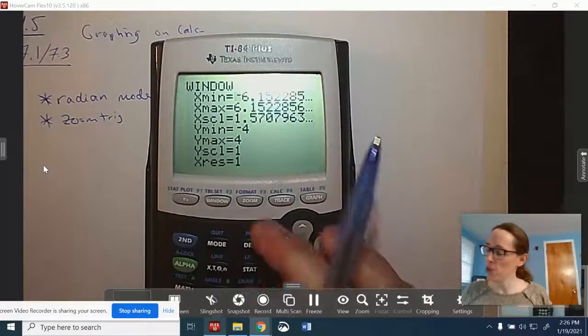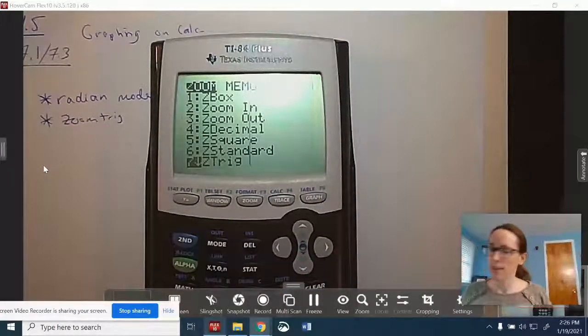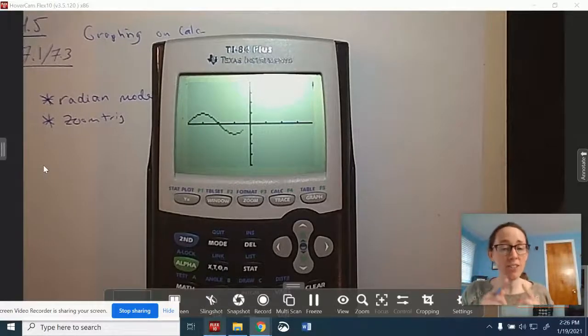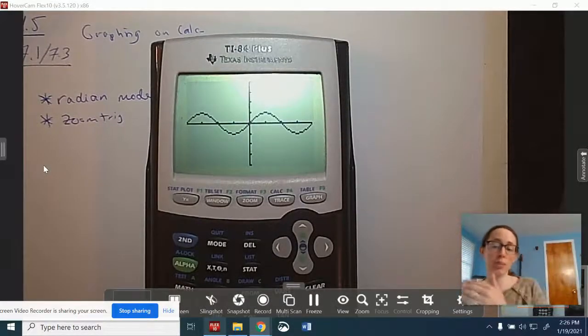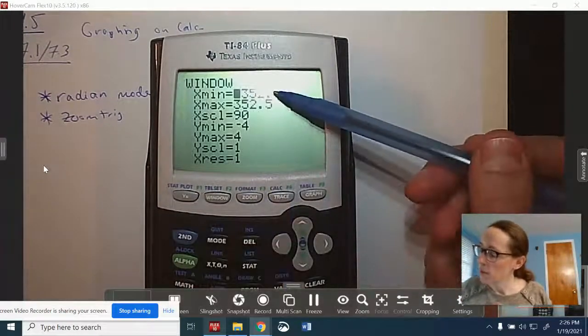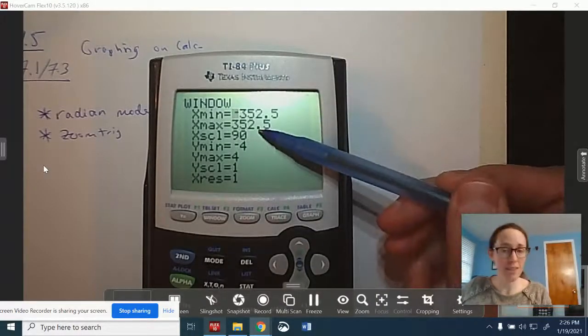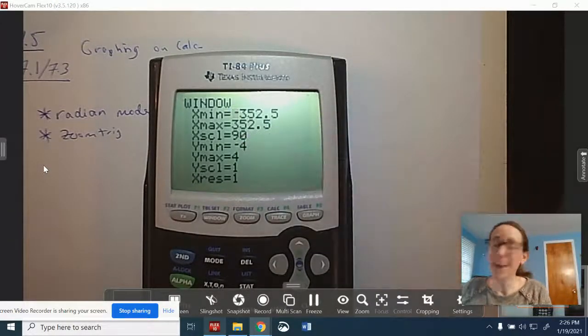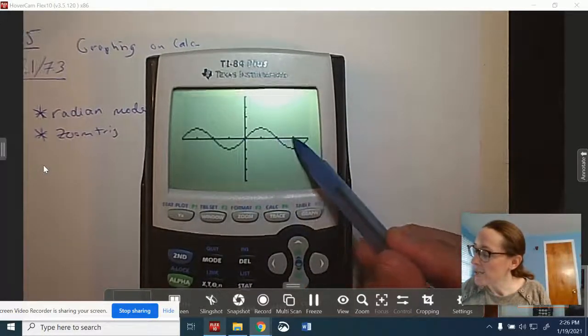Okay, so here's what we can do. We can hit zoom and select zoom trig again. And since my calculator is set to degree mode, the calculator will now graph using an appropriate window for degrees. So if you look at the window, it's going from almost negative 360 to positive 360, almost. And it's counting by 90 because that's where your quadrant angles are. So now that's 90, 180, 270, 360.